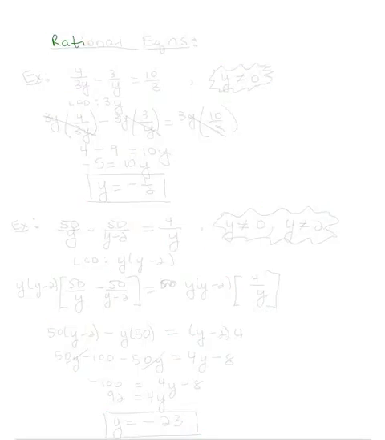This pencast is about rational equations. Rational equations have variables in the denominator, so we must carefully consider the domain of the problem even before solving it. For example, if we take 4 over 3y minus 3 over y equals 10/3.